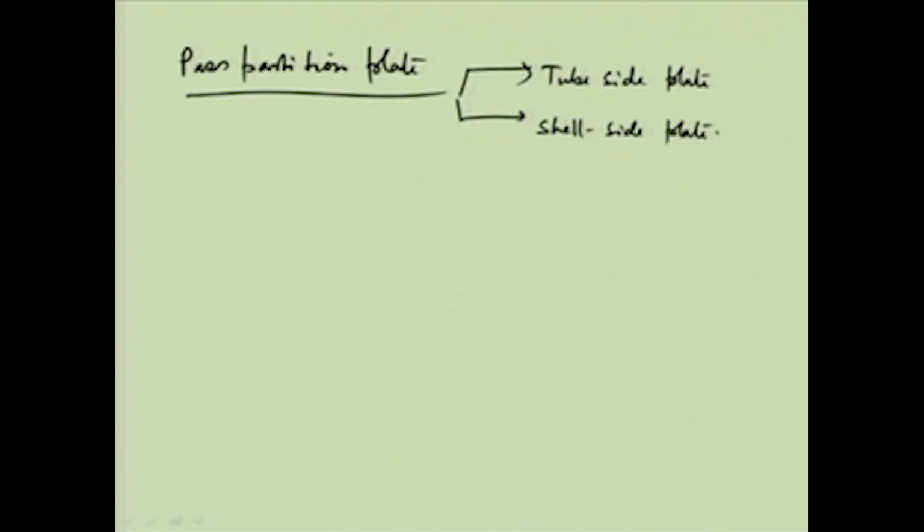So, this is very important. We can have a pass partition plate on the tube side, and we can have a pass partition plate for the shell side also. So, what are these? Tube side plate and shell side plate, and what is a pass partition?